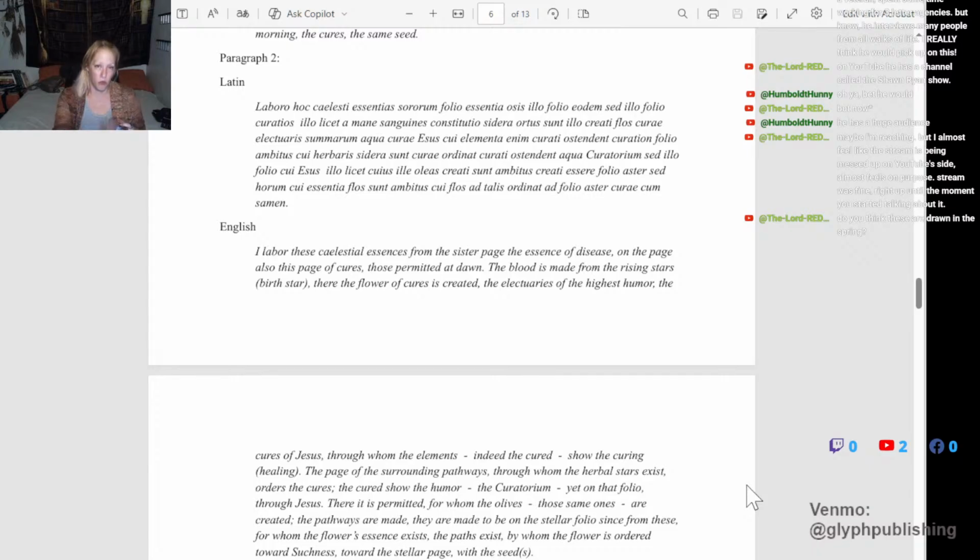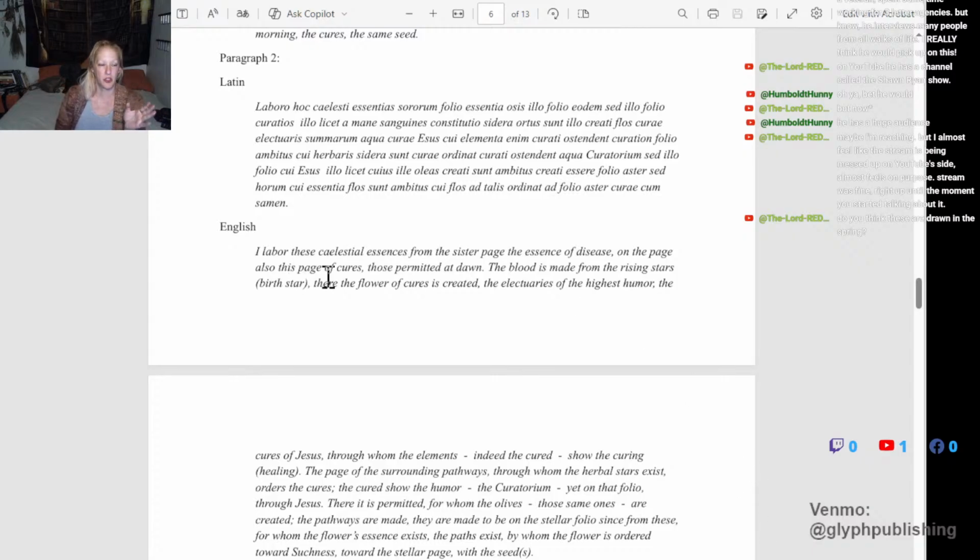Say the soror enum of the plant, oleae anise, right? And so that's what he's talking about here, is the sister page is the essence of disease. So there's a whole section in the back of the Voynich manuscript called the Folio osis. And he's using a suffix here as a noun. He's using osis as a noun for the word disease. So he's pairing that page with the celestial essences. So he's calling it the sister page.